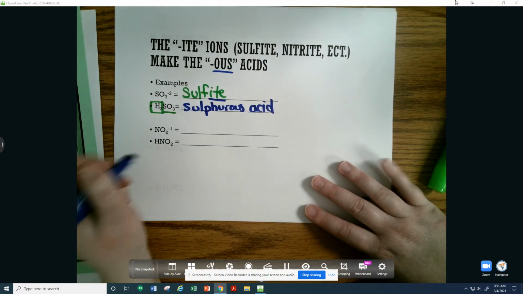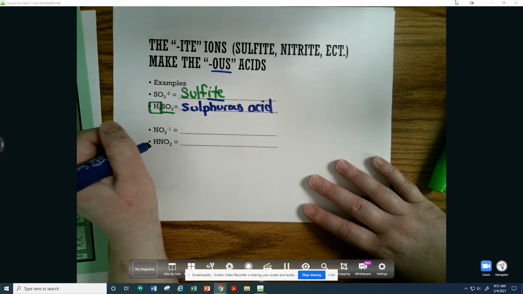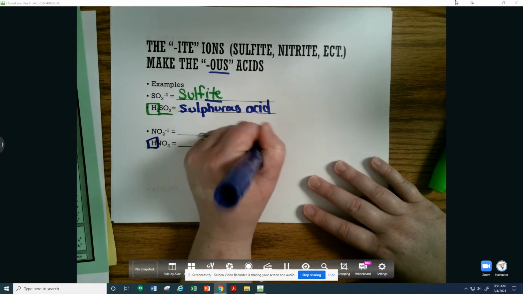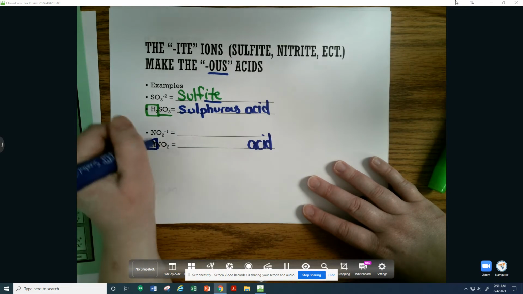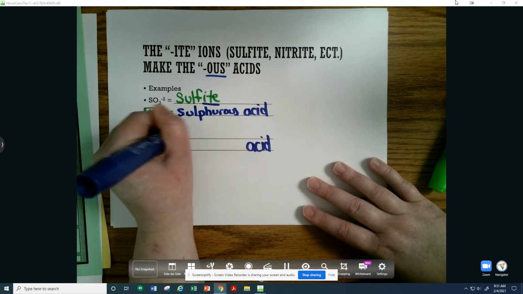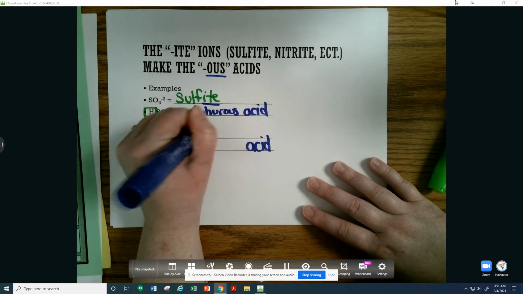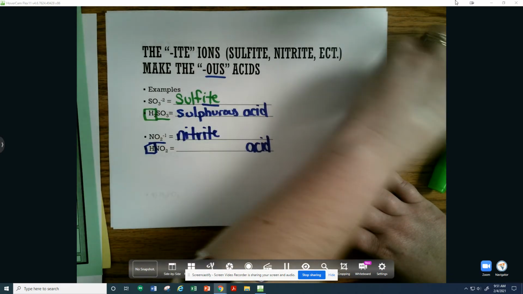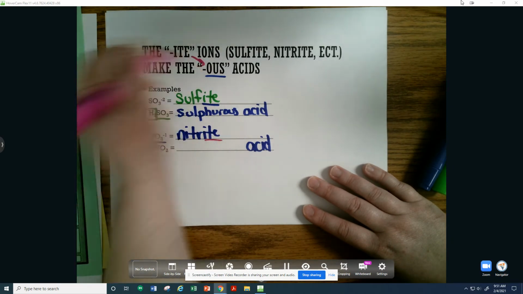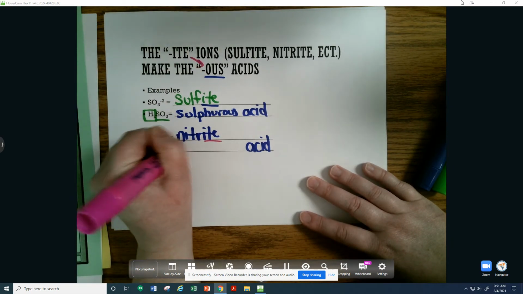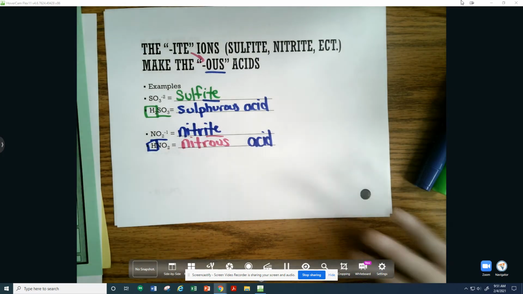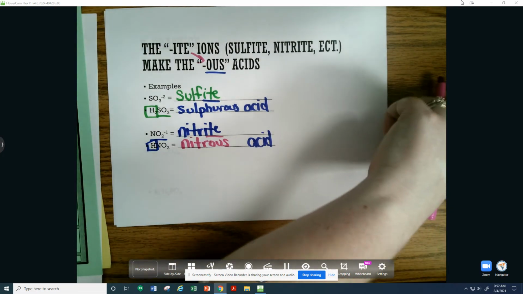Okay. So here we have HNO2. I see hydrogen right out of the gate, so I know that it's an acid, so I can add that second word. I have to recognize my polyatomic. NO2 is the nitrite polyatomic. The -ite is what's going to get removed and changed to our new ending of -ous. So this becomes nitrous, and so we name it nitrous acid.